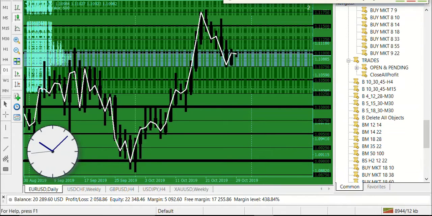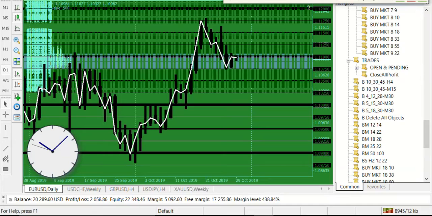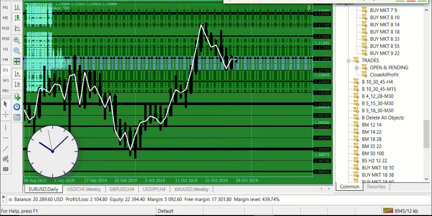Okay, so that's my entry. My stops are below, and then I got some really big, juicy winners here. I'm looking for us to hit 112 and something above the high of last.